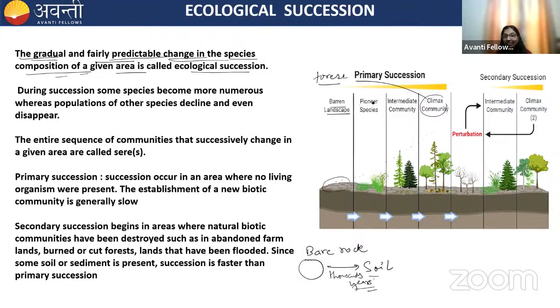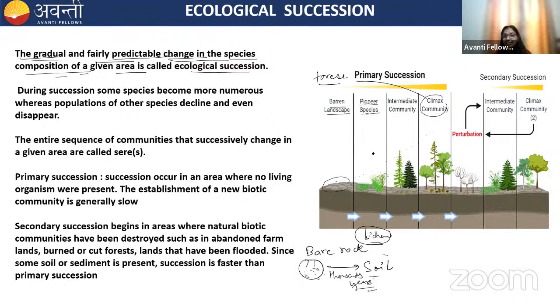Once the soil is formed, now the pioneer species, which consist of lichen. I'm taking an example of xeric succession, where the succession is taking place in a dry area. So let's say here's the lichen. Pioneer species are those species which are the first ones to colonize the area. Now these lichens secrete some kind of acid which causes the weathering of the rocks and results in the formation of soil.